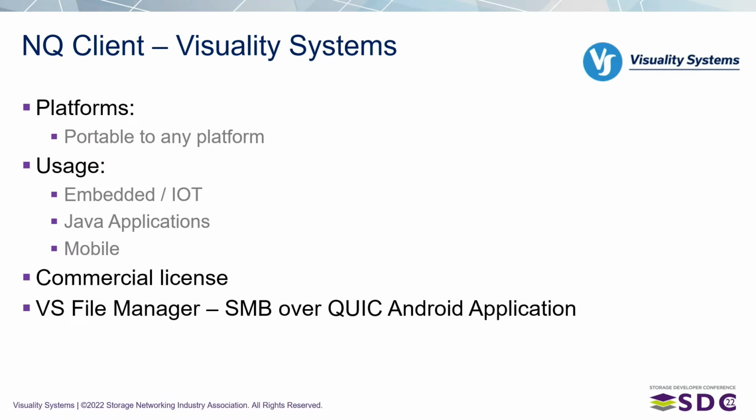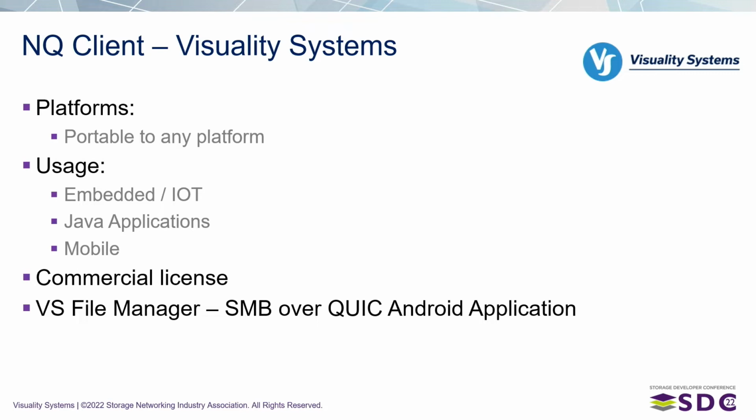The Visuality Systems is a commercial product, client and server, and on the client side, there are two clients, one written in C, and that's more for the embedded world, for the IoT devices. And a second client written in Java, made more for Java applications and Android applications. All products support SMB 3.1.1.